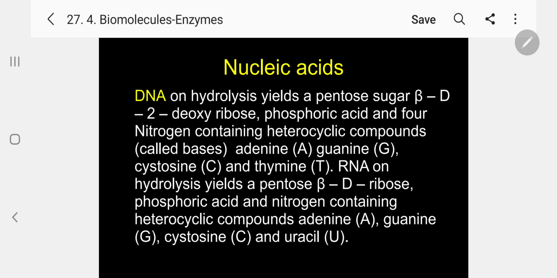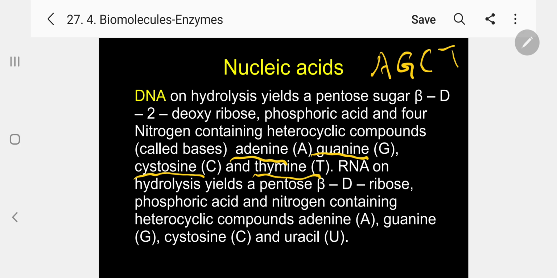So let me name the compounds. Adenine A, guanine G, cytosine C, and thymine T. Please follow. Let me simply give AGC. Please follow. AGC and T. So if you just remember this AGCT, you can easily remember: A for adenine, G for guanine, C for cytosine, and T for thymine.